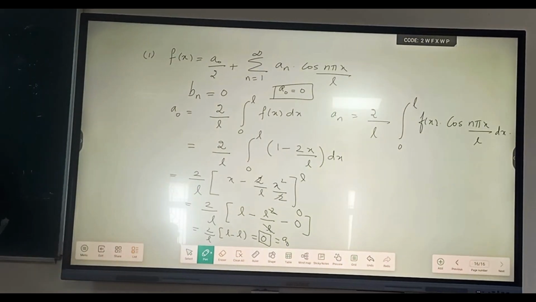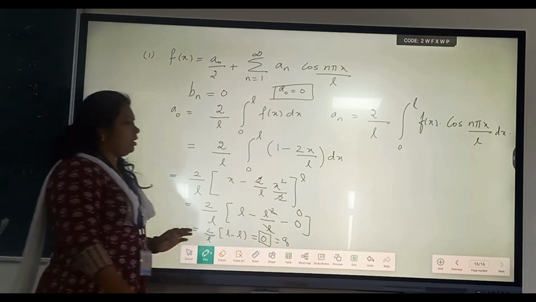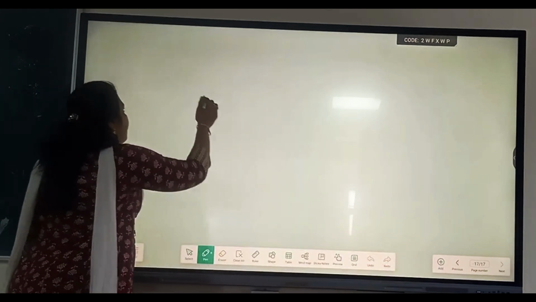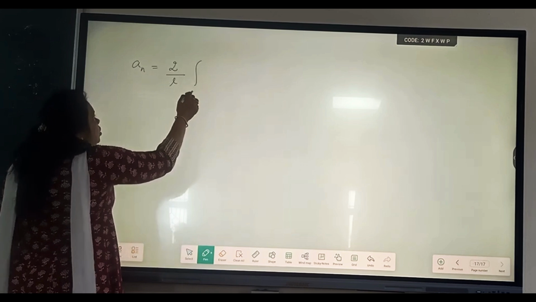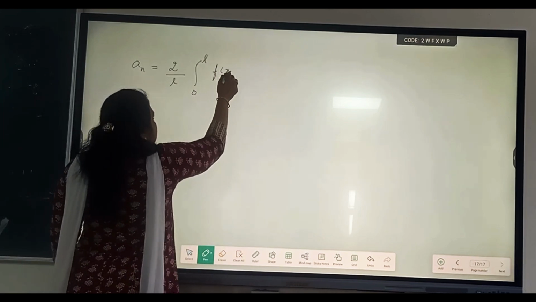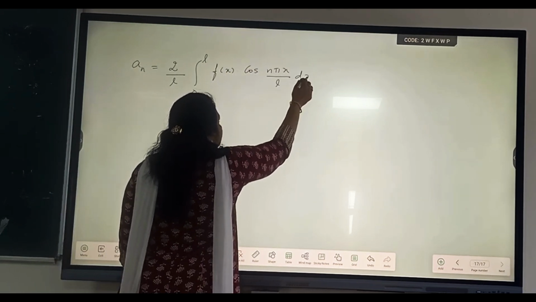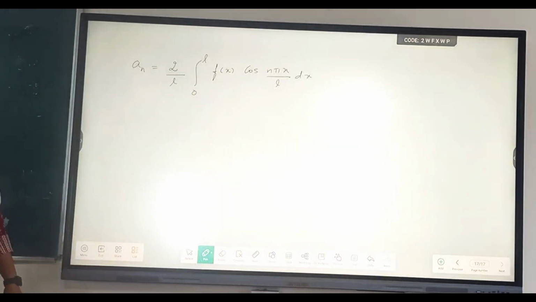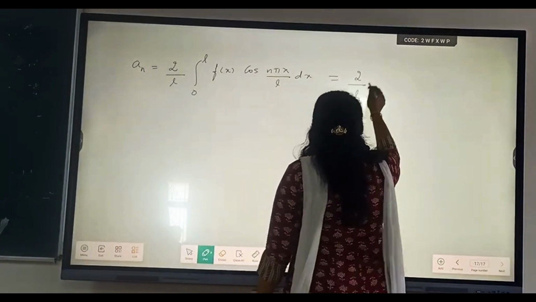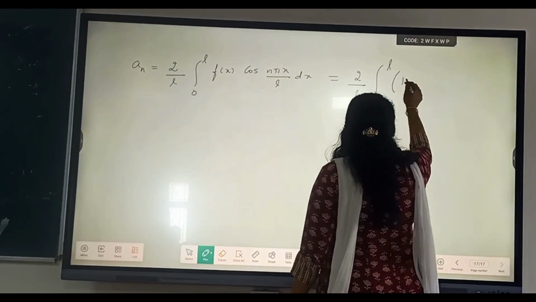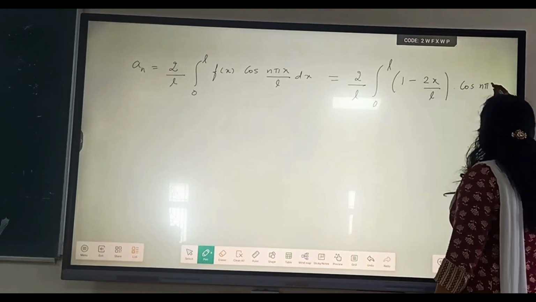Next we will calculate an. Sorry, no. an is 2 by L, 0 to L, f of x cos n pi x by L dx, which is 2 by L, 0 to L, 1 minus 2x by L, cos n pi x by L dx.